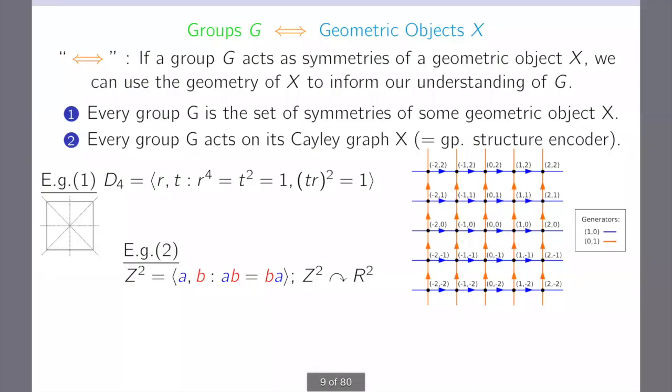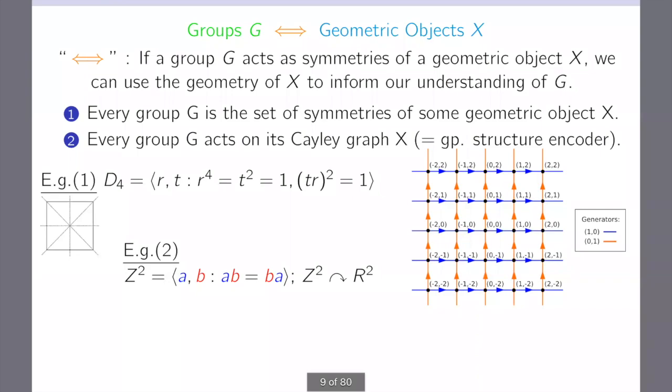Okay, so our next example is Z cross Z, or Z^2. It has two generators, A and B, and they commute. This is abelian, so AB equals BA. On the right, you'll see I'm looking at the action of this group on R^2. You can see, for example, that it preserves the lattice structure of R^2. Points with integer coordinates are all taken to points with integer coordinates.